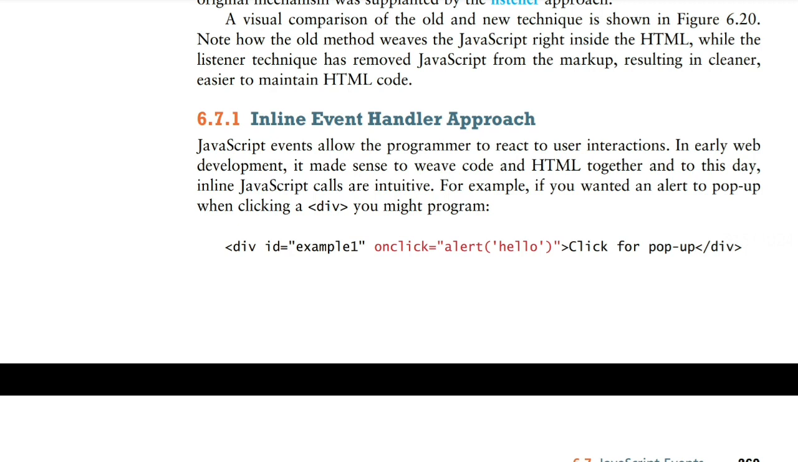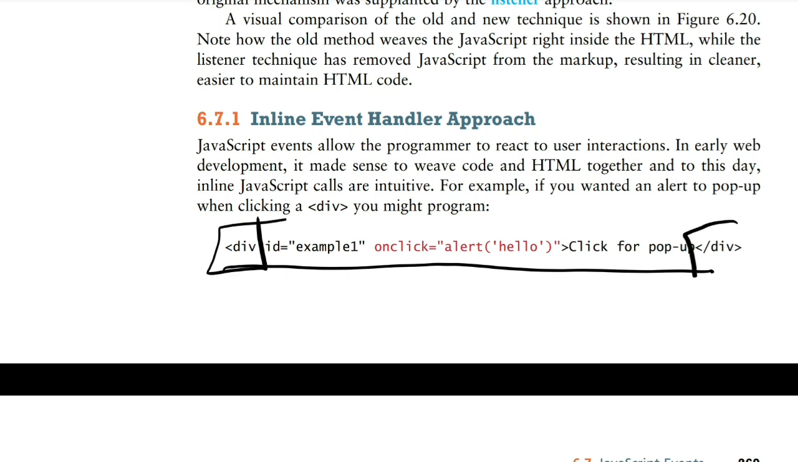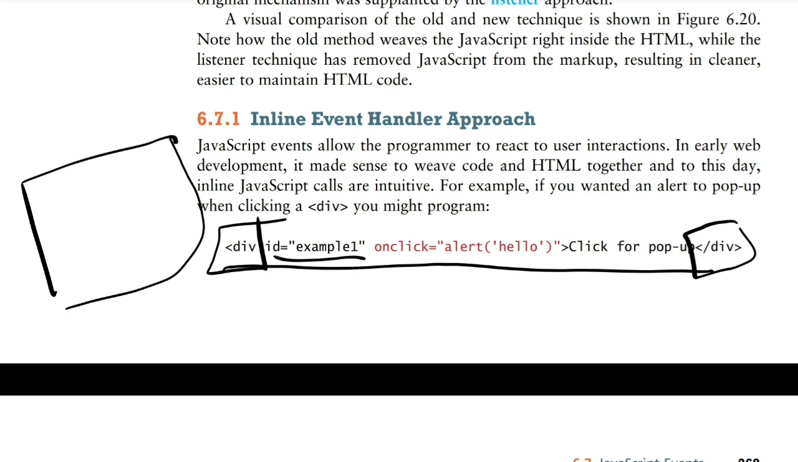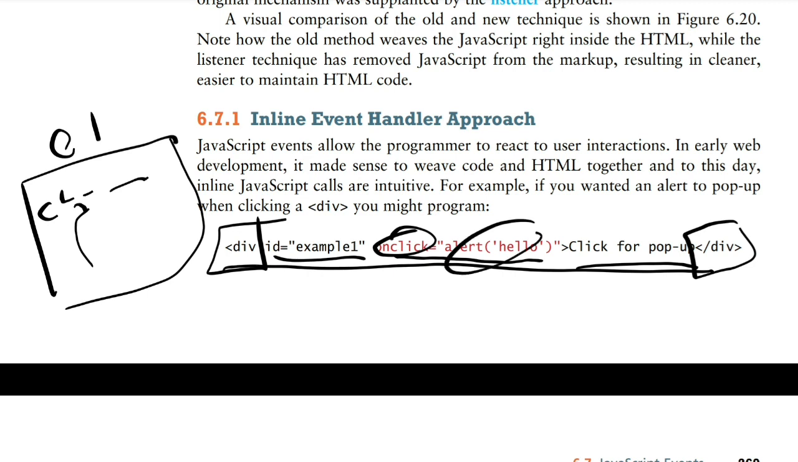Okay, inline event handler approach. So div id is equal to example1, onclick alert hello, click for pop-up div. So what happens when you write this line of code is, observe carefully, it is a division tag, right? So a div tag will be there like this, and its id is example1, onclick alert hello, click for pop-up. So here it will be written click for pop-up. So when I click it, what should happen is onclick alert hello. So when I click this, a pop-up window will come here and it will say hello.